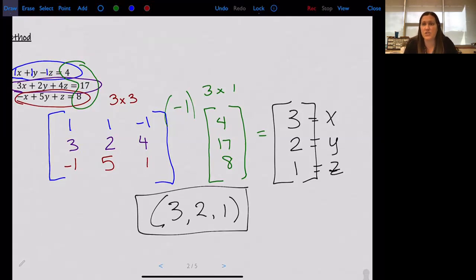And I do have on Canvas a sheet that is just the steps to doing this. All right. So you can use this now. Anytime you do a quiz or anytime I ask you to solve a 3-variable system, you can do this. But when it asks to show work on a quiz, just write out what your matrices look like and then write your answer.